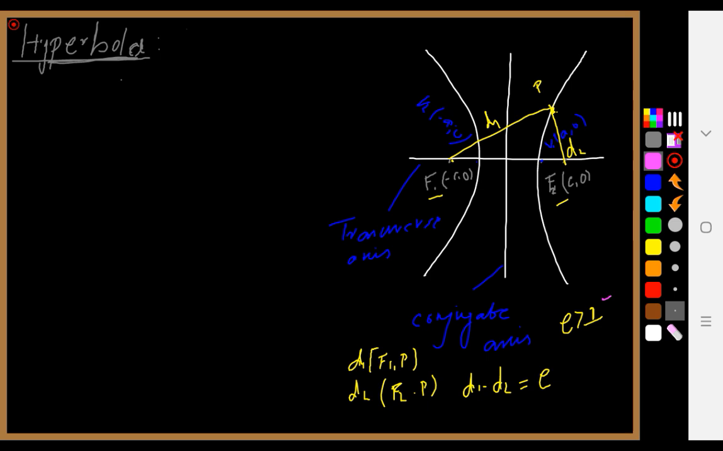And the next thing is that in a hyperbola you can see here there are two foci. Let's suppose the focus F1 is (minus c, 0) and F2 is (c, 0), which are at a distance of c from the center.